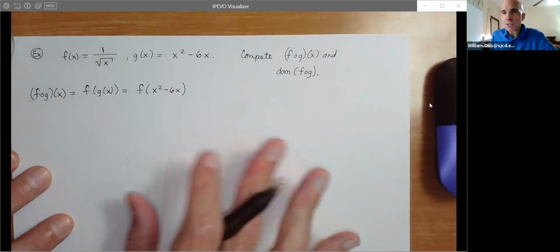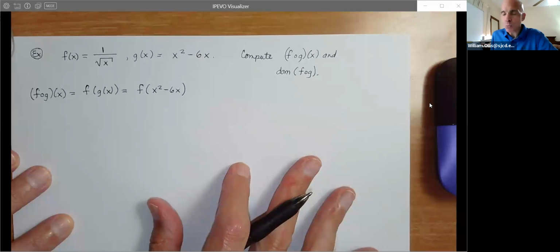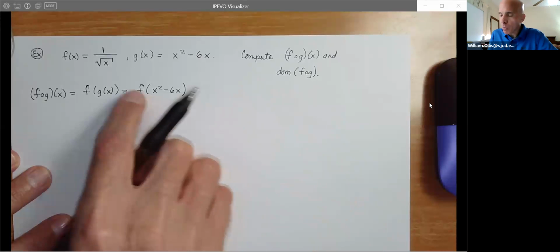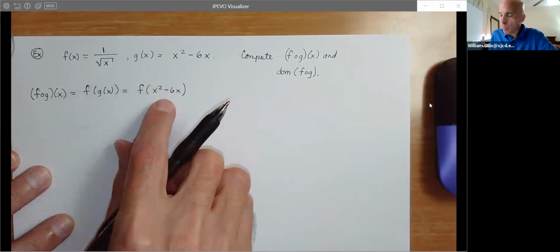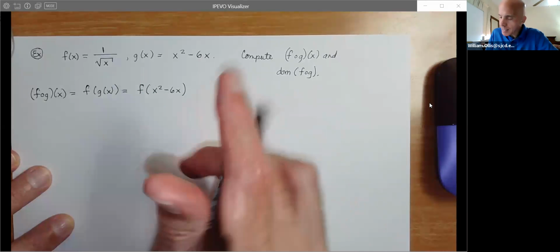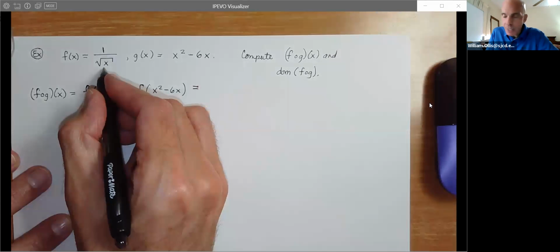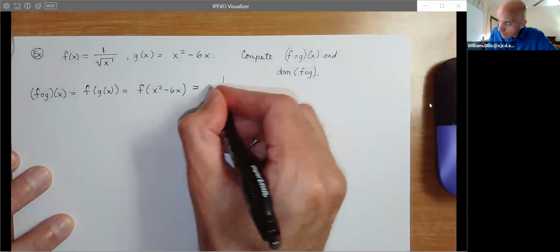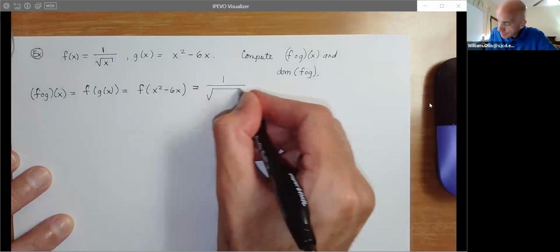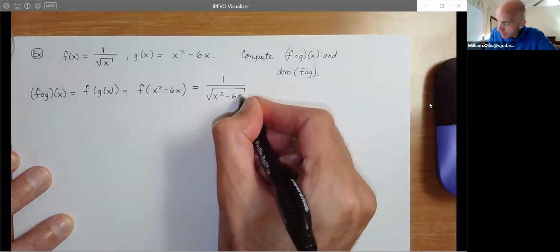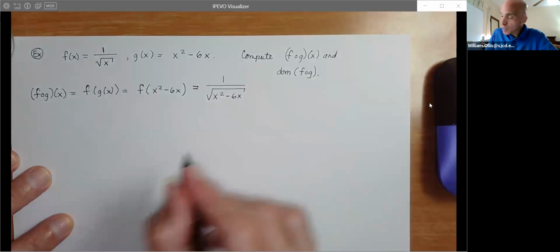Now we're back to what we did last week. That is, this is now the input. Everywhere we have an x in f, we replace it with x squared minus 6x. So we only have one occurrence of that, in the radical here. So we have 1 over the square root of x squared minus 6x. Okay, so that's the formula.